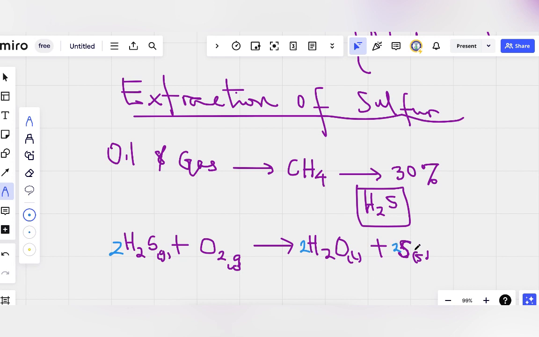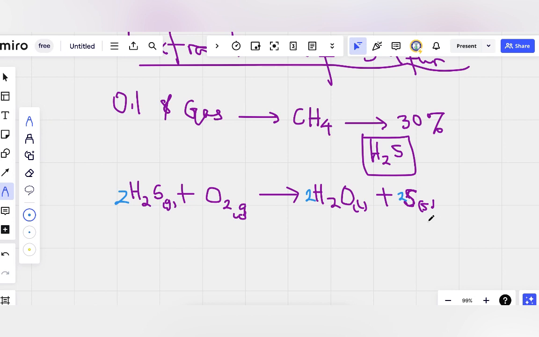We have 2 atoms of sulfur on the right. We have 2 atoms of oxygen on the left. Because of these 2, we have 2 atoms of oxygen on the right. So you can see the reactants and the products are balanced. So this is one way of producing sulfur from the petroleum.